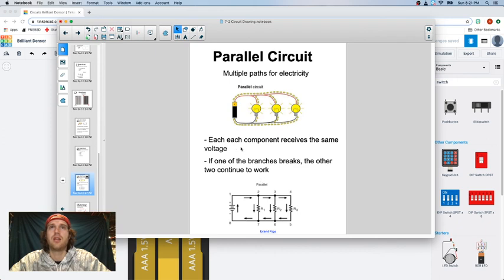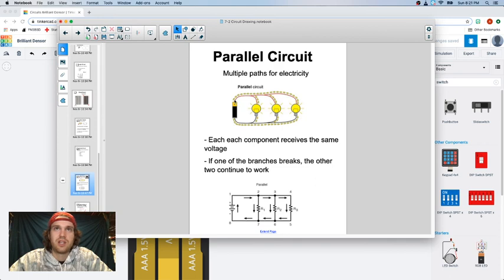And here, each of them receives the same voltage as the battery. Okay, so each of them is receiving the same voltage that the battery is providing. If one of the branches breaks, the other two will continue to work. So if this bulb goes out, electricity can still flow down the other two paths. So that's the big difference between a parallel circuit and a series circuit. These aren't necessarily exactly the same, but that is the difference.